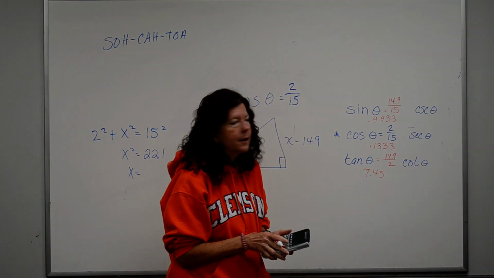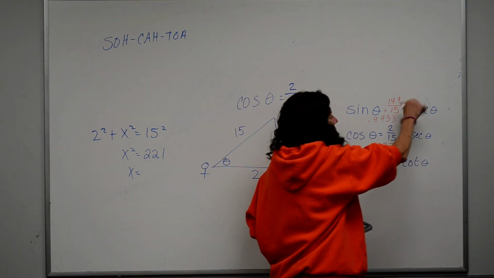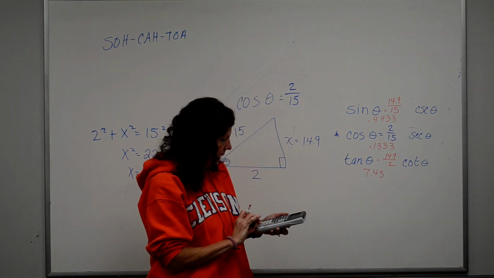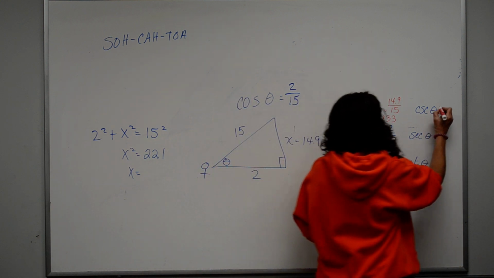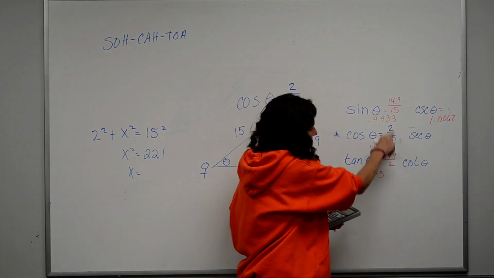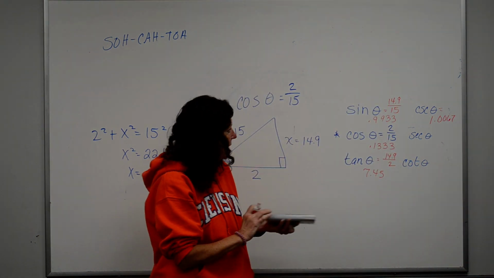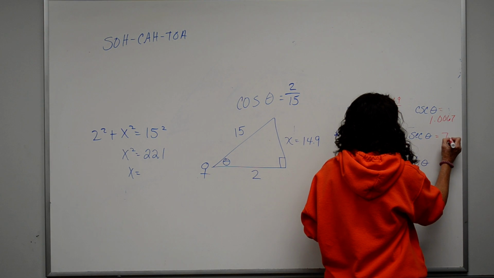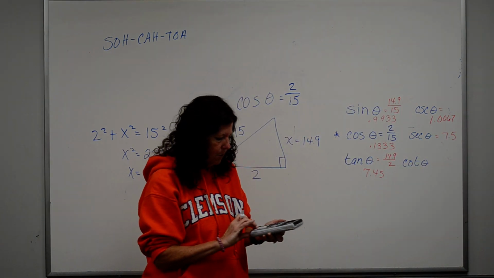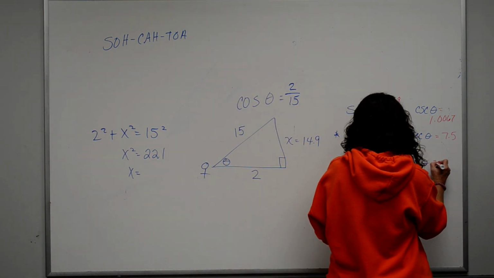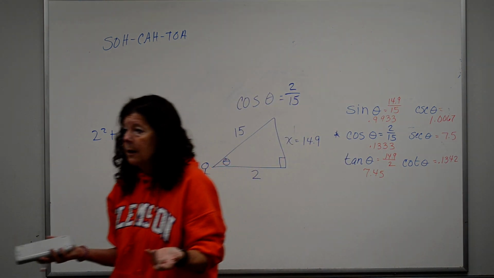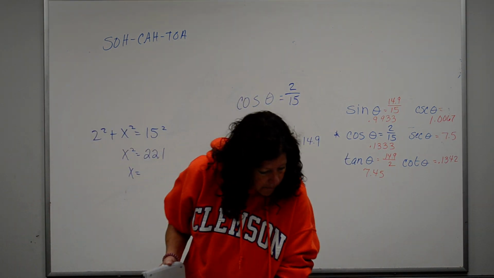Okay, you with me so far? Now remember, to get this one, I'm going to flip it. So 15 divided by 14.9 is going to give me 1.0067. This one, I'm going to flip that. So I'm going to have 15 divided by 2, which of course is 7.5. And this one, I'm going to flip that one. So 2 divided by 14.9, so 0.1342. Y'all remember how to do all that?